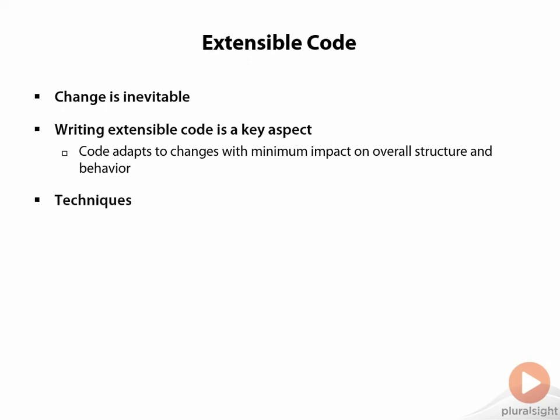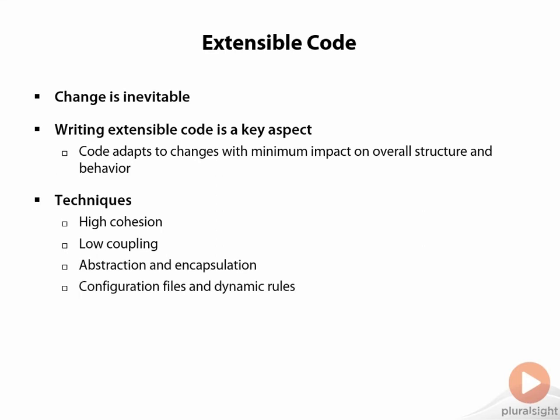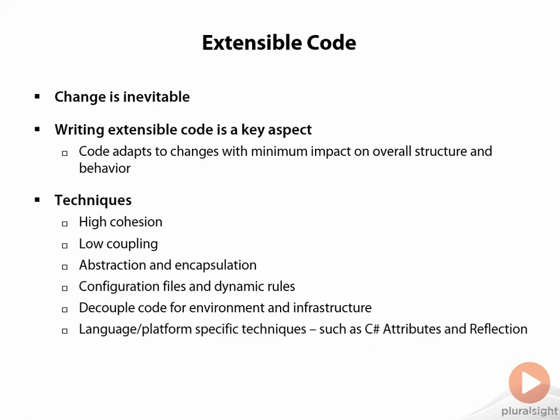Various techniques can be used to create extensible code, such as adopting high cohesion design, maintaining low coupling between components, adopting abstraction and encapsulation, utilizing configuration files and dynamic rules, and, as much as possible, write code that is not coupled to any specific environment or infrastructure. In addition, language or platform-specific techniques could also help us write extensible code, such as the use of attributes and reflection in C#.